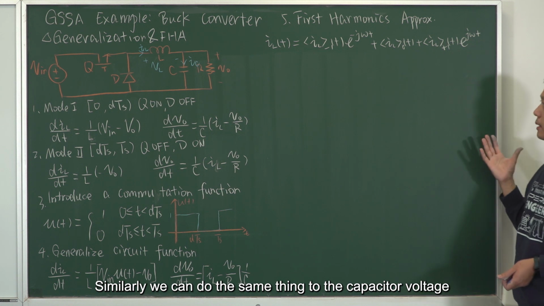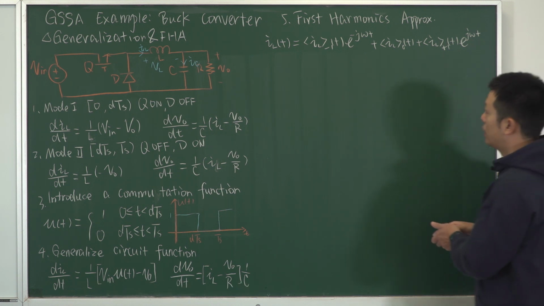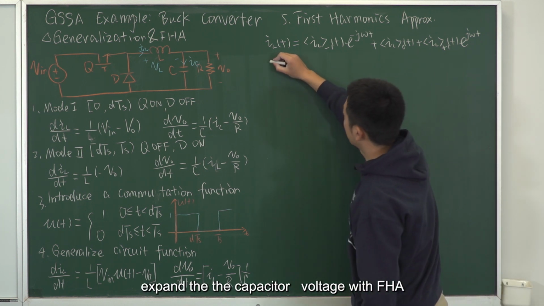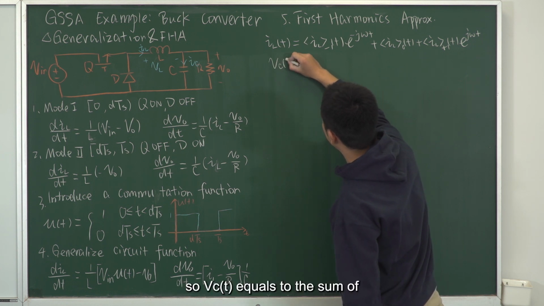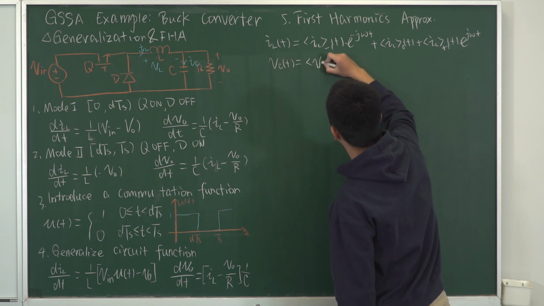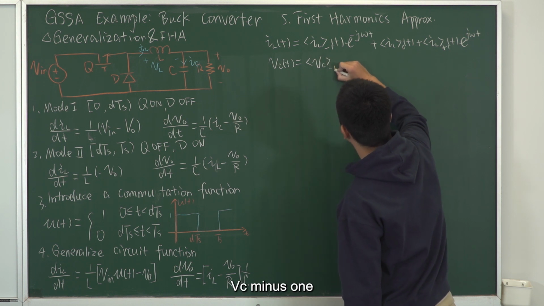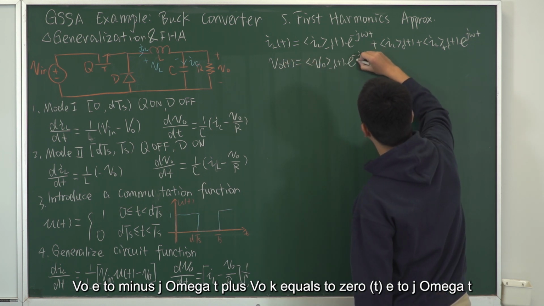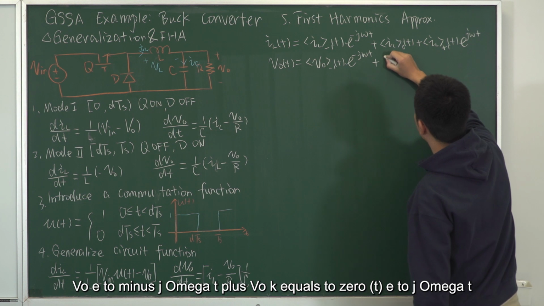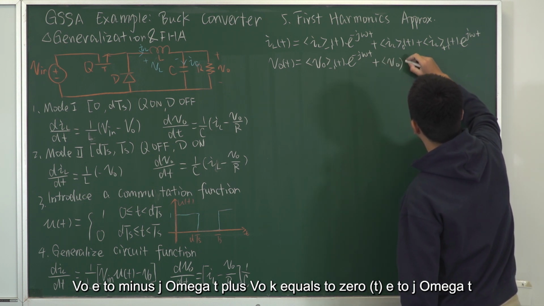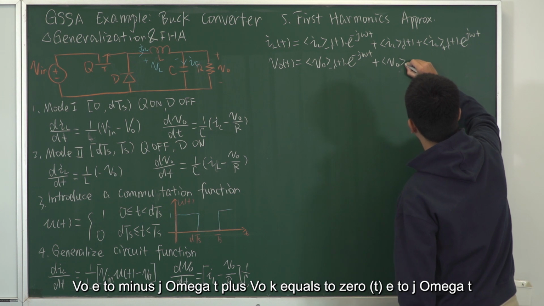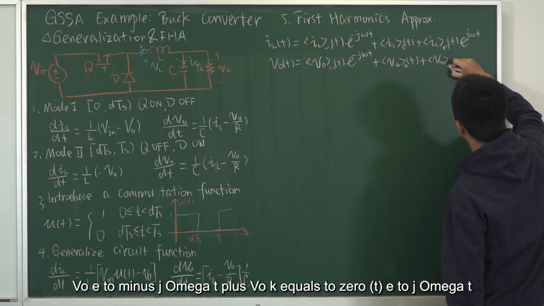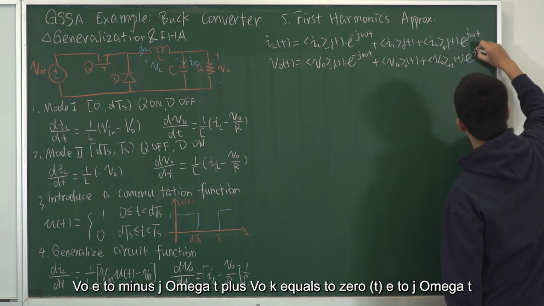Similarly, we can do the same thing to the capacitor voltage, which is also a periodical signal. Expand the capacitor voltage with FHA. So VC(t) equals the sum of VC minus 1 e^(-j omega t) plus VO k equals 0 t plus VO k equals plus 1 t e^(j omega t).